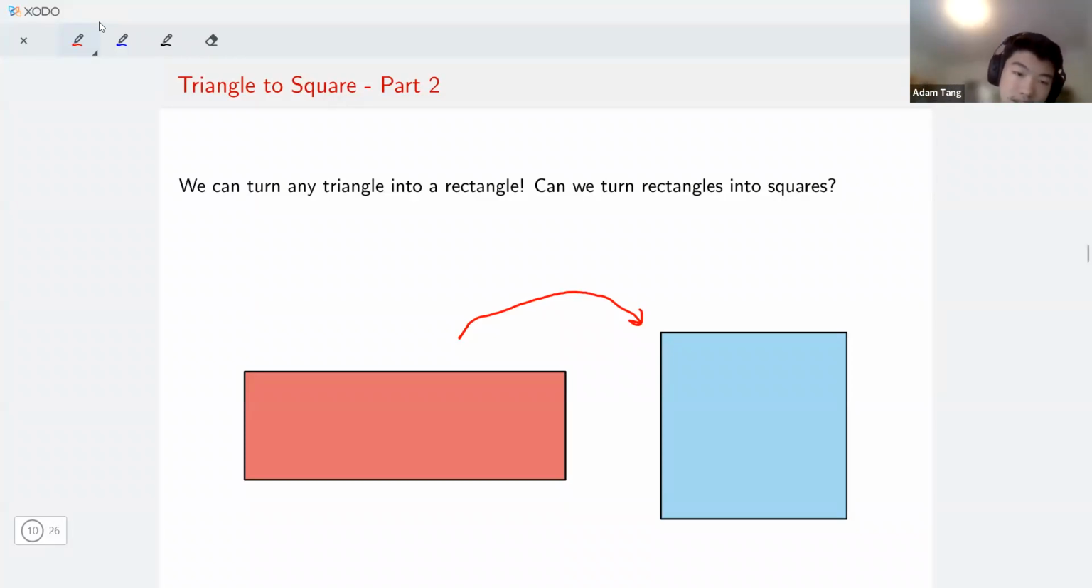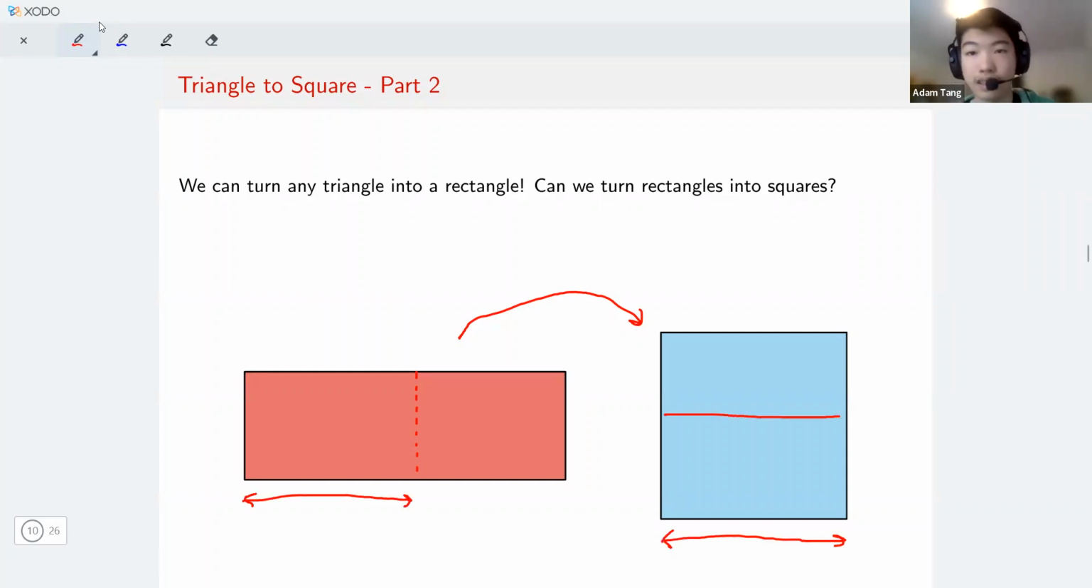Maybe the side lengths of the rectangle are really weird and it's just hard to turn that into a square. How are you going to cut this up in order to fit the square? One way, maybe we could cut it like this along the middle, but then what are we going to do with this, it isn't the middle. We want it so that the side length here matches with here, so that it can cover the bottom bit here.